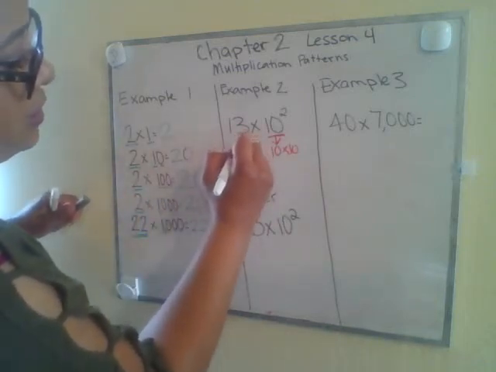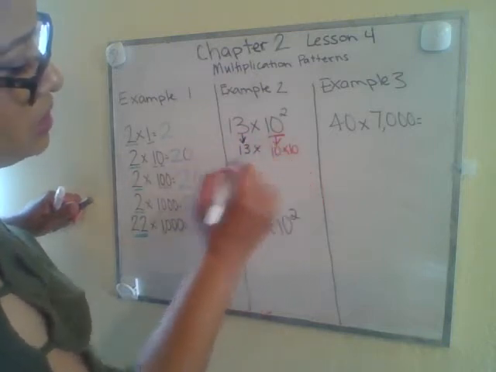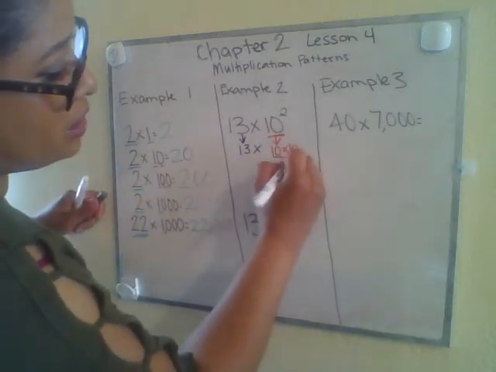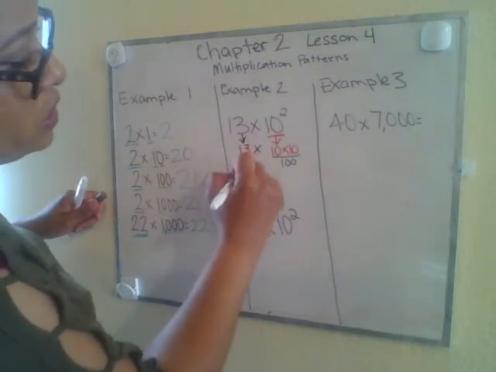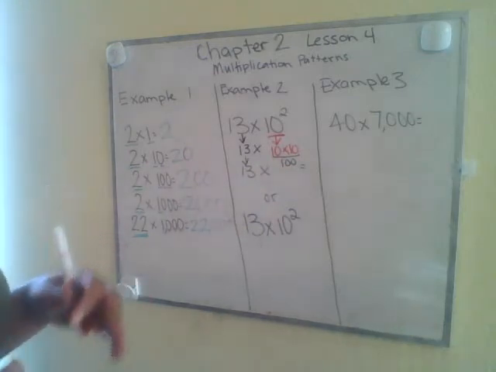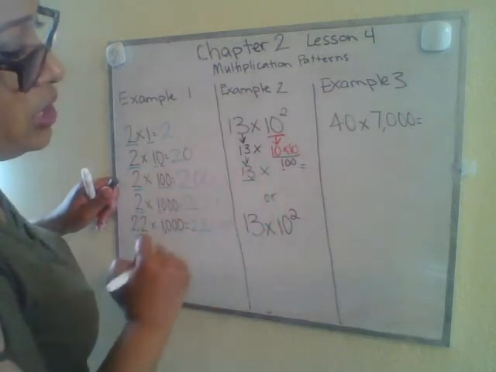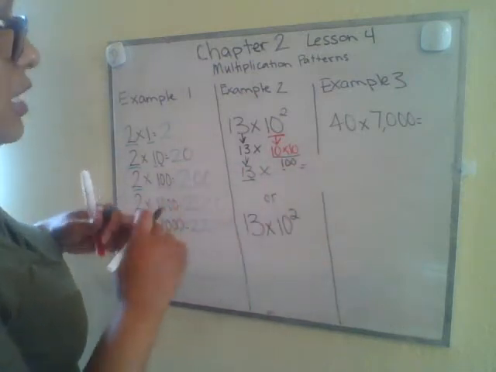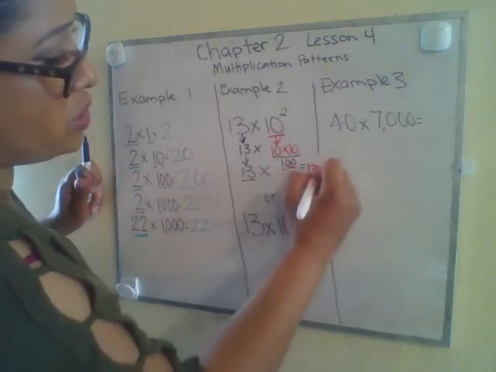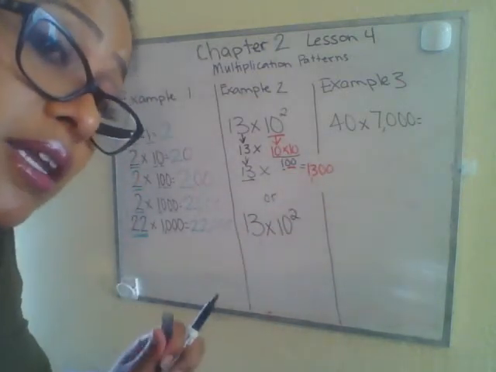Then we bring down our 13, we bring down our multiplication sign, and 10 times 10 is the same thing as 100. So essentially this problem turns into 13 times 100. And if we think back to what we just learned, we have our basic multiplication, which is 1 times 13, which is going to give us 13. And then we have 2 zeros. So you add your 2 zeros and end up with 1,300.